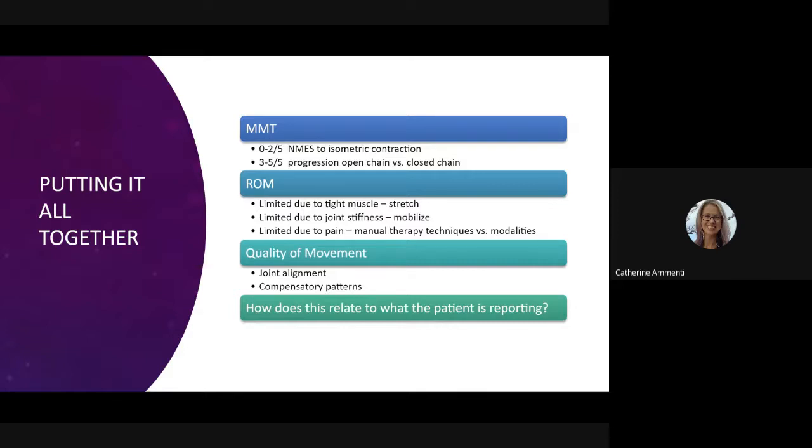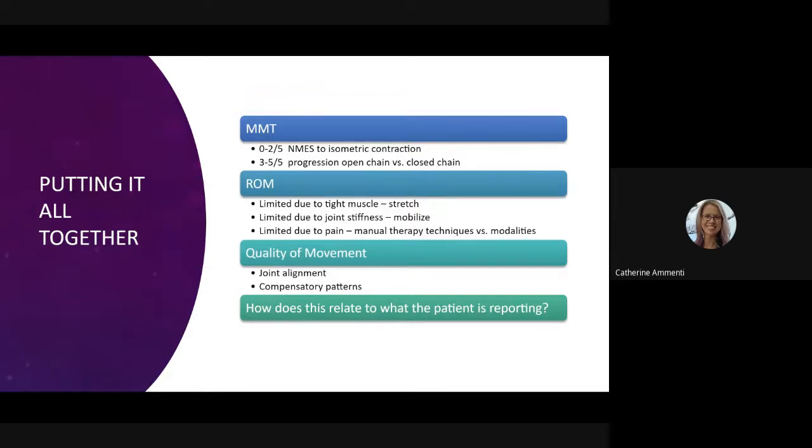If the range of motion is limited because of pain, then you've got to do something to reduce that pain. So it may be a manual therapy technique, soft tissue mobilization, grade 1 joint mobilization, or maybe some modality to help reduce pain.